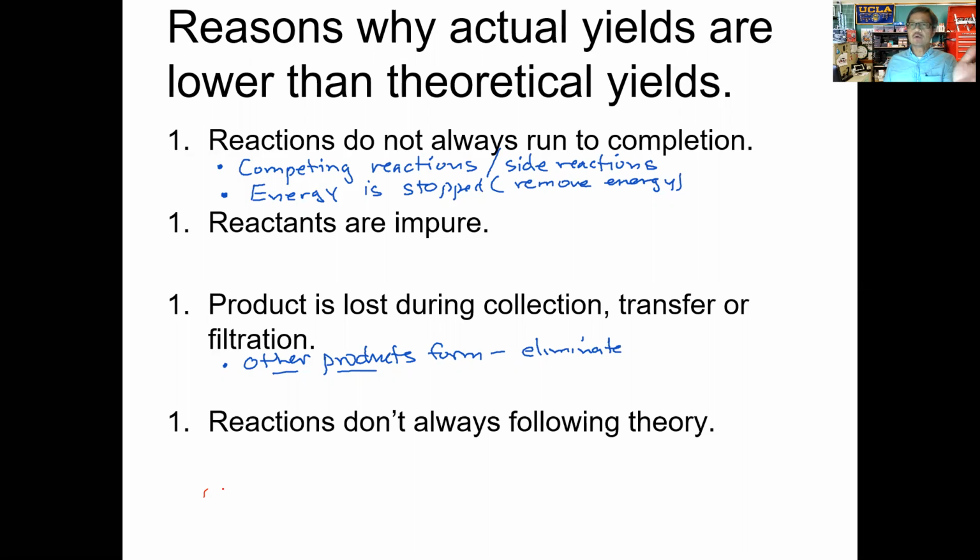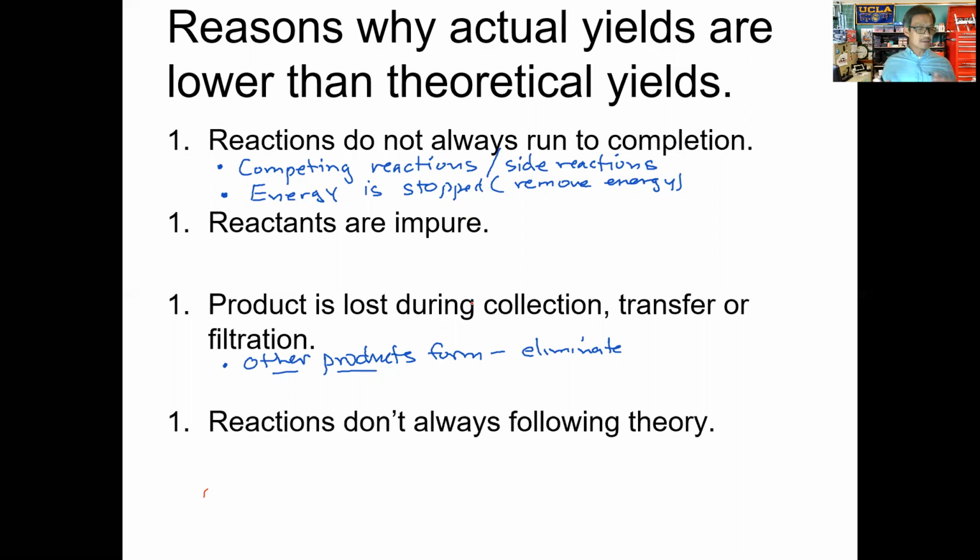So reactions don't always follow the process that you learned about in the textbook, that you expected to do. And because of this, we will have these side reactions that we do not anticipate. So many of the reasons why the actual yields are lower than the theoretical yield are because you have these competing reactions.